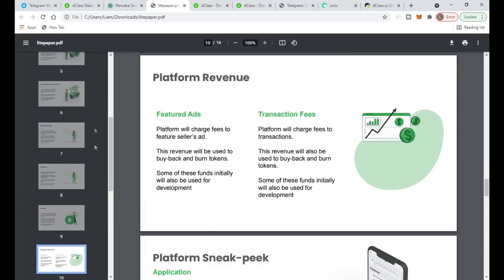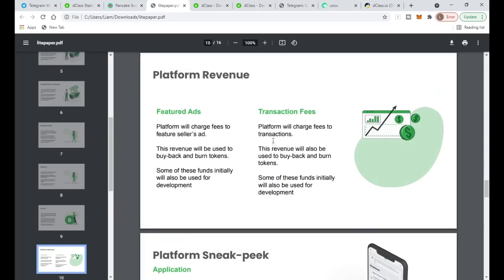So platform revenue, this is how the revenue works. Featured ads: the platform will charge fees to feature a seller's ad. This revenue will be used to buy back and burn tokens. Some of these funds initially will also be used for development. Transaction fees: the platform will charge fees on transactions. This revenue will also be used to buy back and burn tokens. Some of these funds initially will also be used for development.